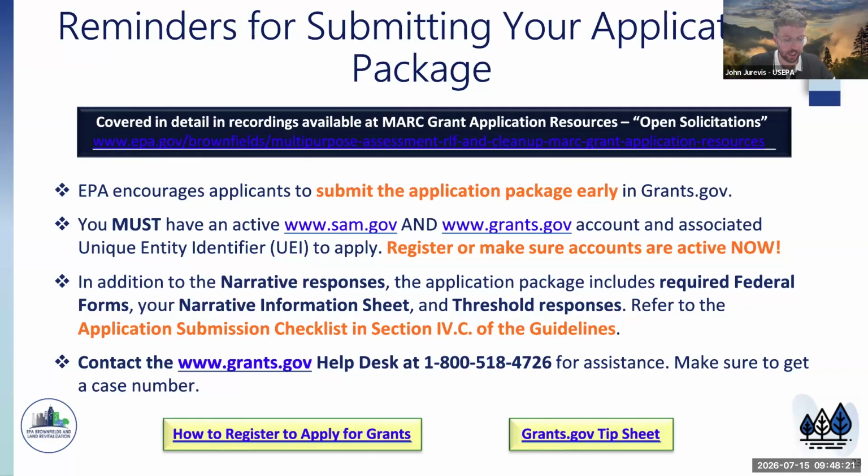And then the final bullet on this slide is the grants.gov help desk. So if you are having trouble submitting, that is not something that we can really help you with in the Brownfields program because we're not managers of grants.gov. So that will be something you'll reach out directly to the grants.gov help desk. Next slide, please.